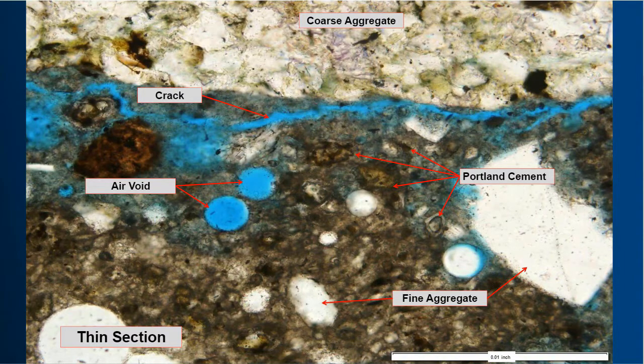And so here we have an image that's a typical image taken of a thin section using a petrographic microscope. And so again, you can see that the blue dye highlights the cracks and air voids, and then we can begin to see some of the smaller features like the Portland cement, some of the fine aggregate or sand grains. And then at the top of the image, we have a large coarse aggregate particle that takes up much more than the field of view, but we can at least start to see it in this image.